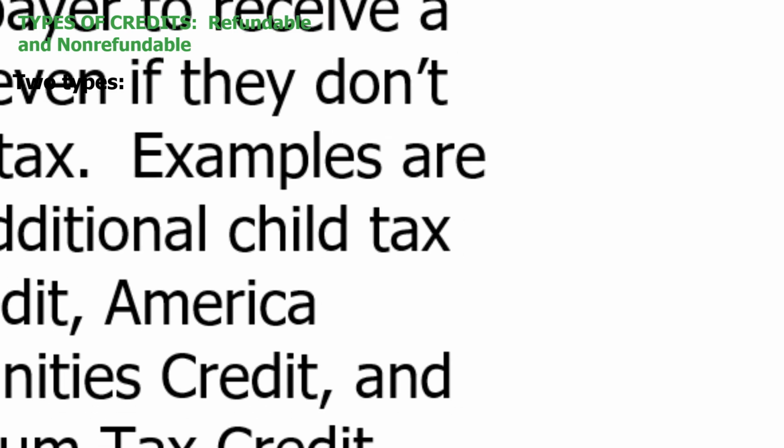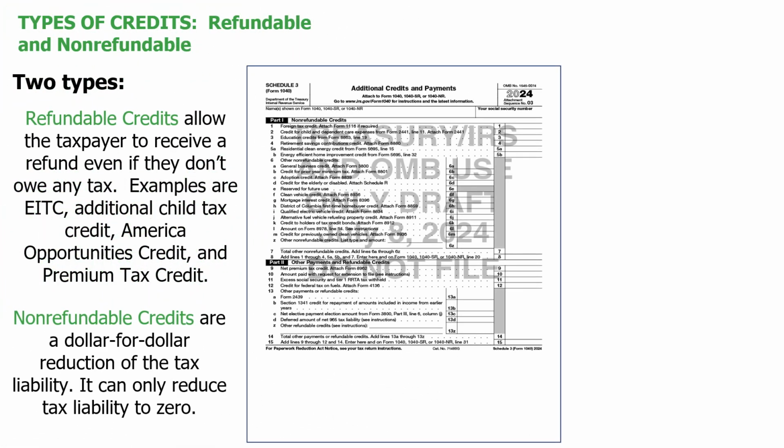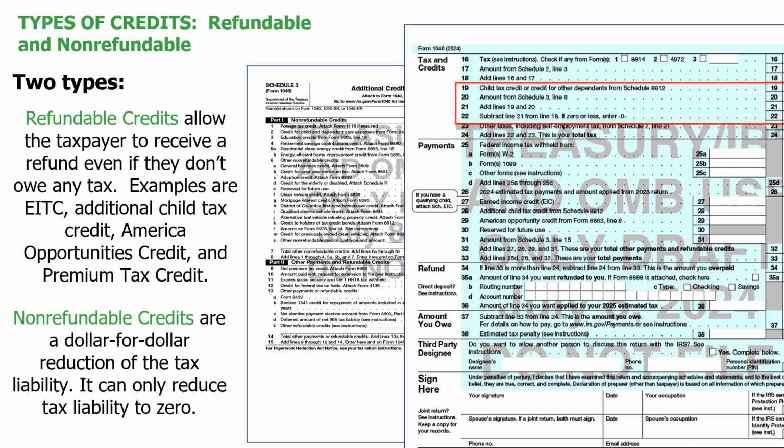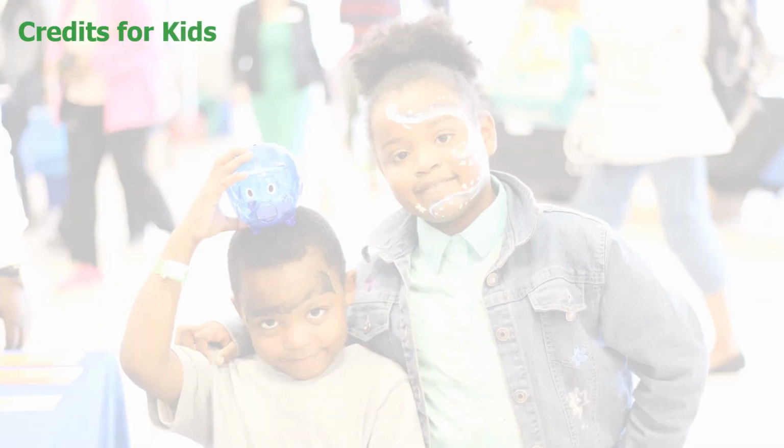There are two types of credits: refundable credits reduce the amount of tax as close to zero as possible, and can reduce the tax liability to and below zero to provide additional money back to the taxpayer as part of their refund. Non-refundable credits can only reduce the tax liability to zero and do not provide money back as a refund. Let's begin with credits for kids.